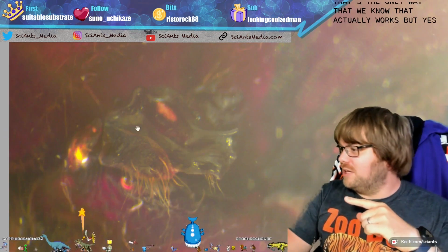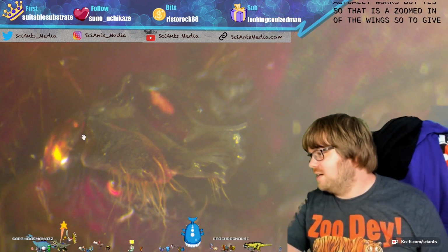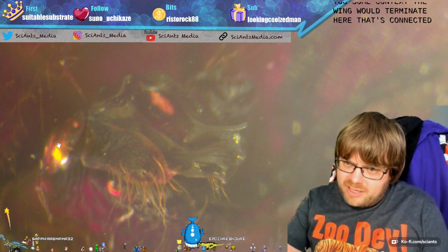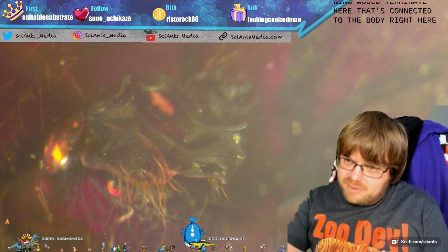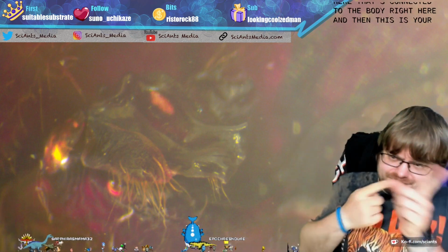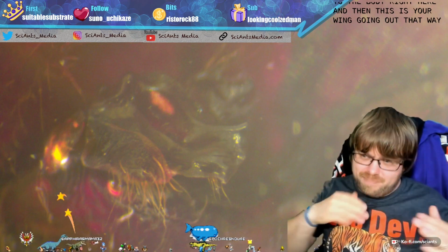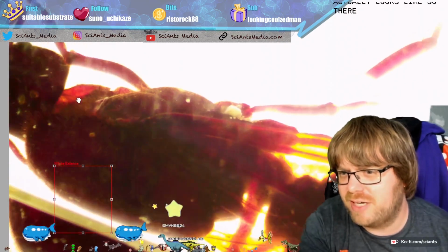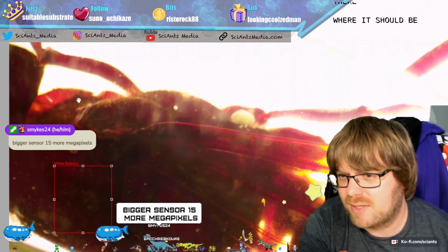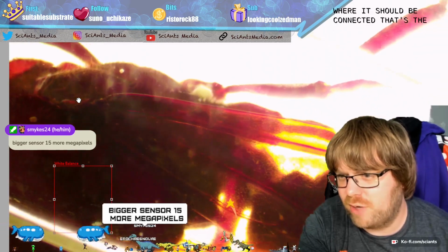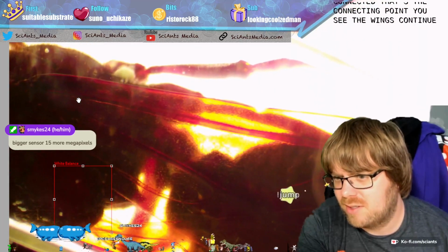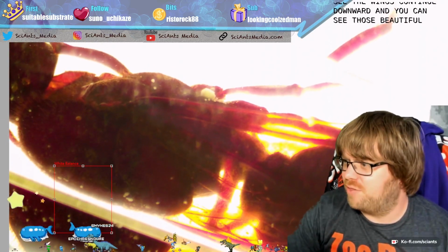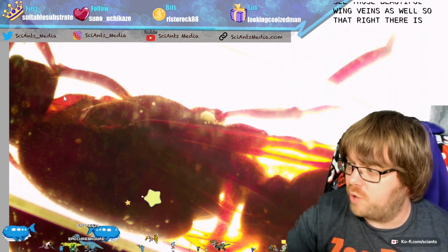That is a zoomed in of the wing. So to give you some context, the wing would terminate here. That's connected to the body right here. And then this is your wing going out that way, or this way. It would be going past my head in terms of size. That's the wing where it should be connected. That's the connecting point. You see the wings continue downward. And you can see those beautiful wing veins as well. So that right there is your unmated queen as our comparison.